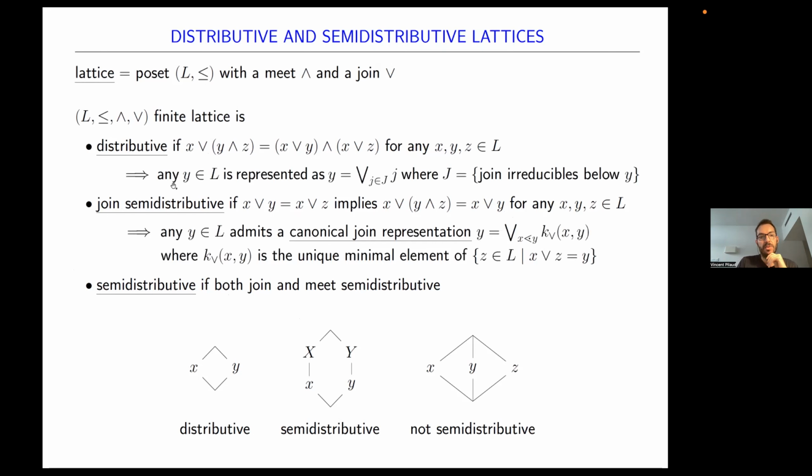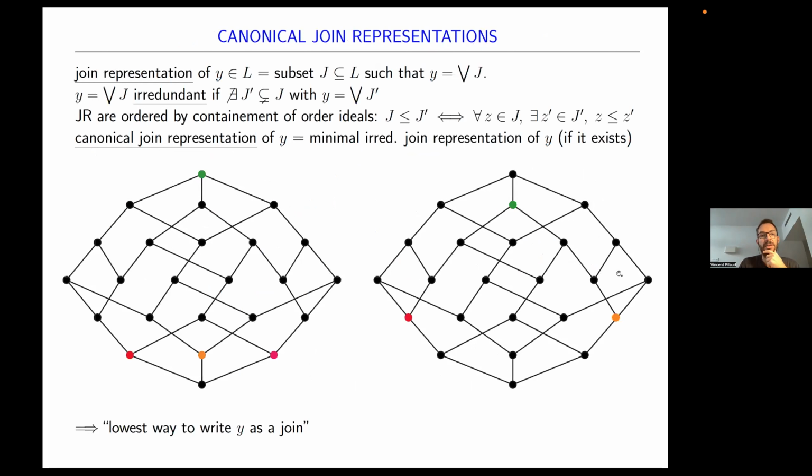Well, you probably know that when you have a distributive lattice, then you can represent it as a lattice of order ideals on its poset of join irreducibles. Another way to say that is that you can represent any element y as a join of join irreducibles, and these are exactly the join irreducibles which are below y. When you have a semidistributive lattice, you cannot quite do that, but you can do something similar. You can represent any element by something which is called a canonical join representation. So here it's written in a bit complicated way. Let me just explain what a canonical join representation is.